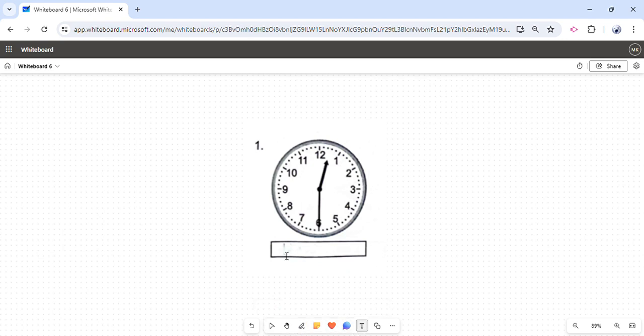So the hour is 12, and every single number, if you jump from 12 to 1, 1 to 2, 2 to 3, that's 5 minutes. So you just have to count by fives. 5, 10, 15, 20, 25, 30, and then you end up at the minute hand. So the hour is 12 and the minutes is 30, so it's 12:30. Let's move on to the next question.